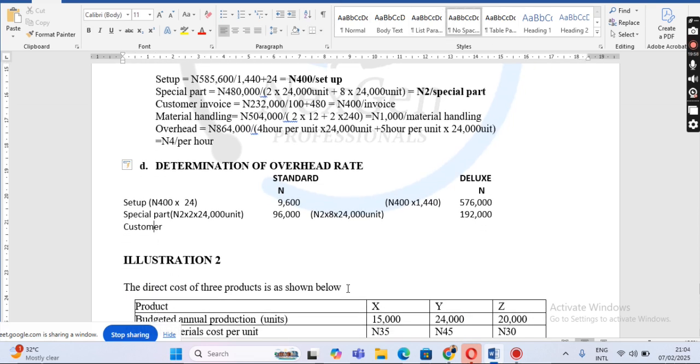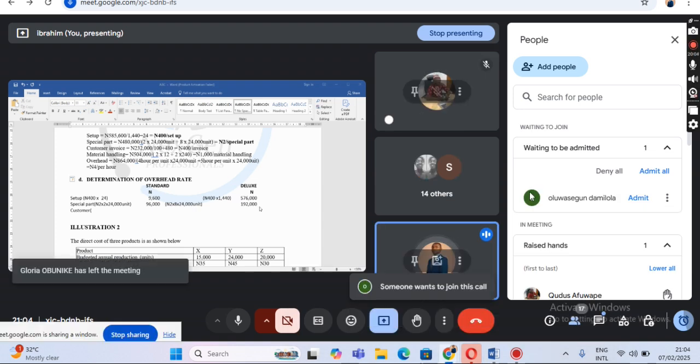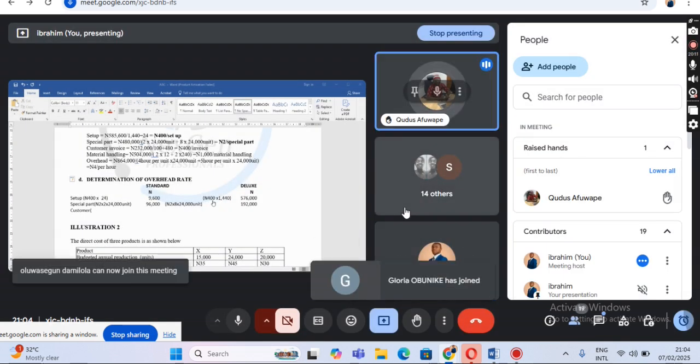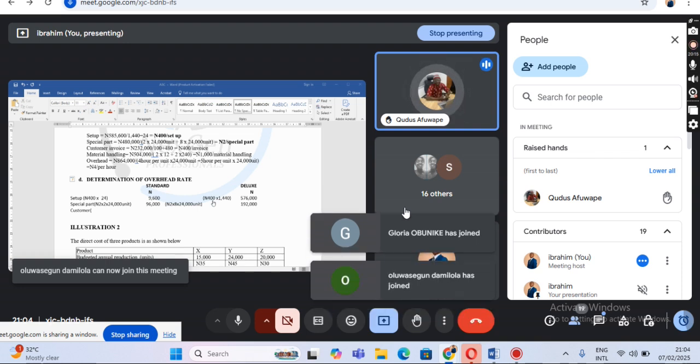Now, the next one is customer invoice, right? Customer invoice. Class, the next one is what? Customer invoice, right? Who is that? Kudus. Yes, sir. The special order under the loss is not 192, it's 384,000.